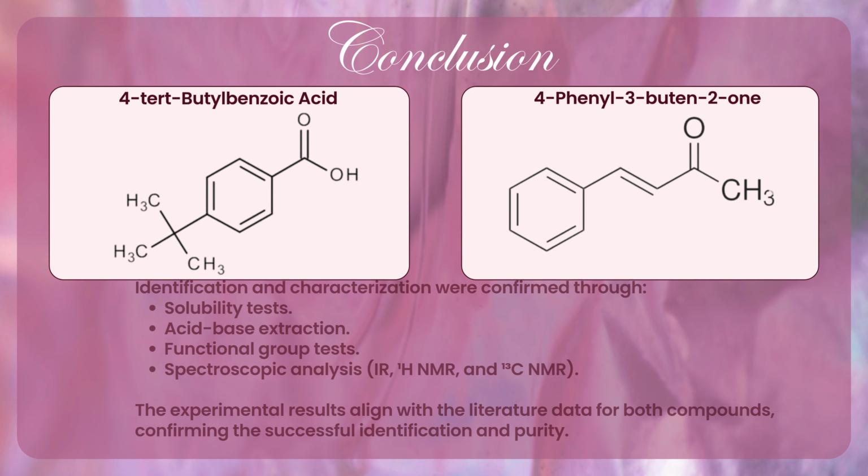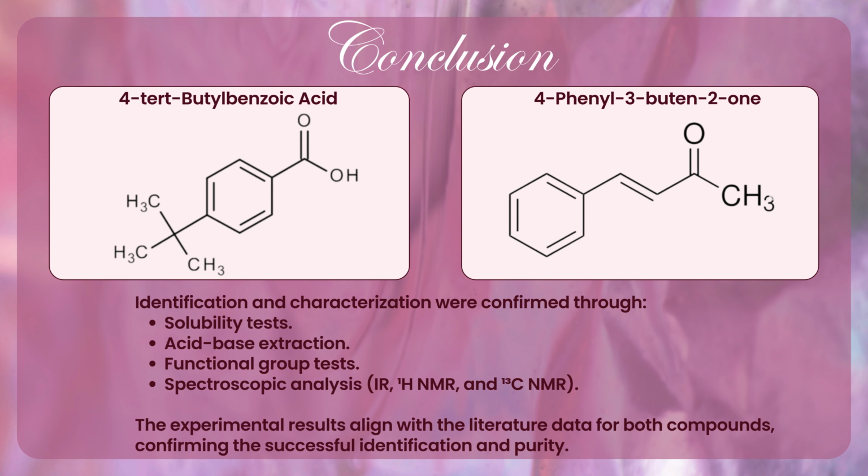So, in conclusion, the unknown mixture consists of 4-tert-butyl benzoic acid for the acidic part and 4-phenyl-3-buten-2-one for the neutral part, both of which were successfully separated and characterized using TLC, acid-base extraction, and spectroscopic techniques such as IR and NMR. The combination of these techniques provides a comprehensive analysis and allows me to have a clear identification of both compounds.